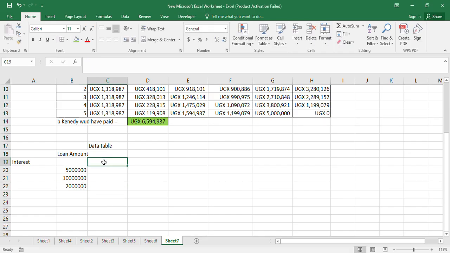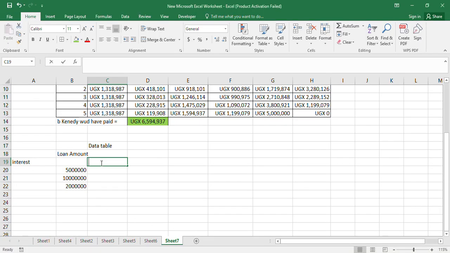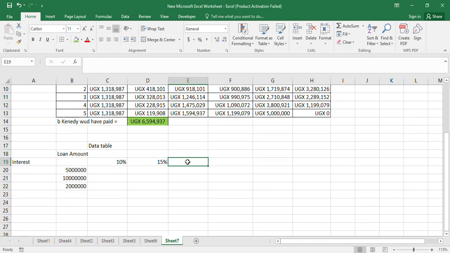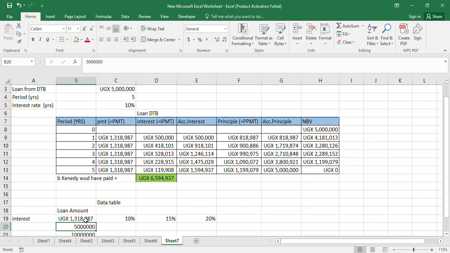Okay, then let's check the different interest rates. We have 10, 15, 20. 10%, 15%, and also 10%, 15%, 20%. Okay, now here in this space that we left, let's put our calculated PMT of the previous years.